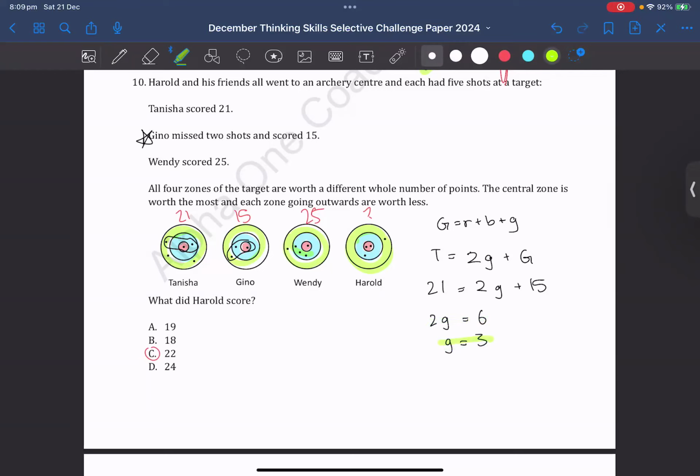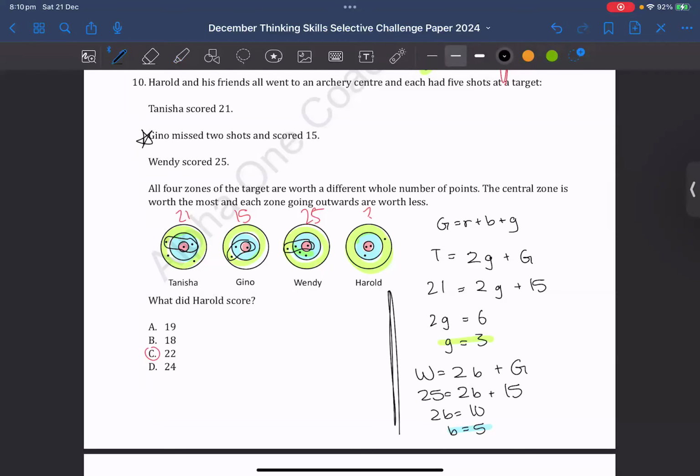And then moving on, I can see that Wendy got the same 3 as Gino, and then 2 blue. So I can say that Wendy is equal to 2 blue plus what Gino got. Putting that together, I know Wendy got 25, which is 2 blue plus what Gino got, 15. And using subtraction, I know that 2 blue is equal to 10, which means 1 blue is equal to 5. So I'm just going to color code that for ease. Blue is equal to 5.